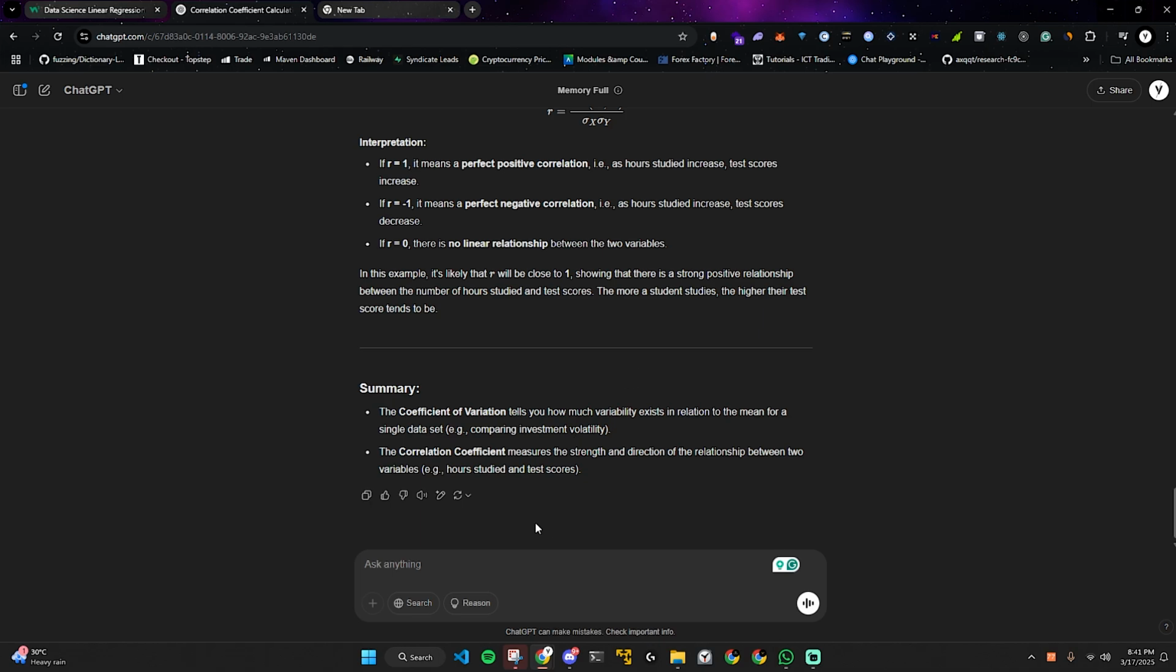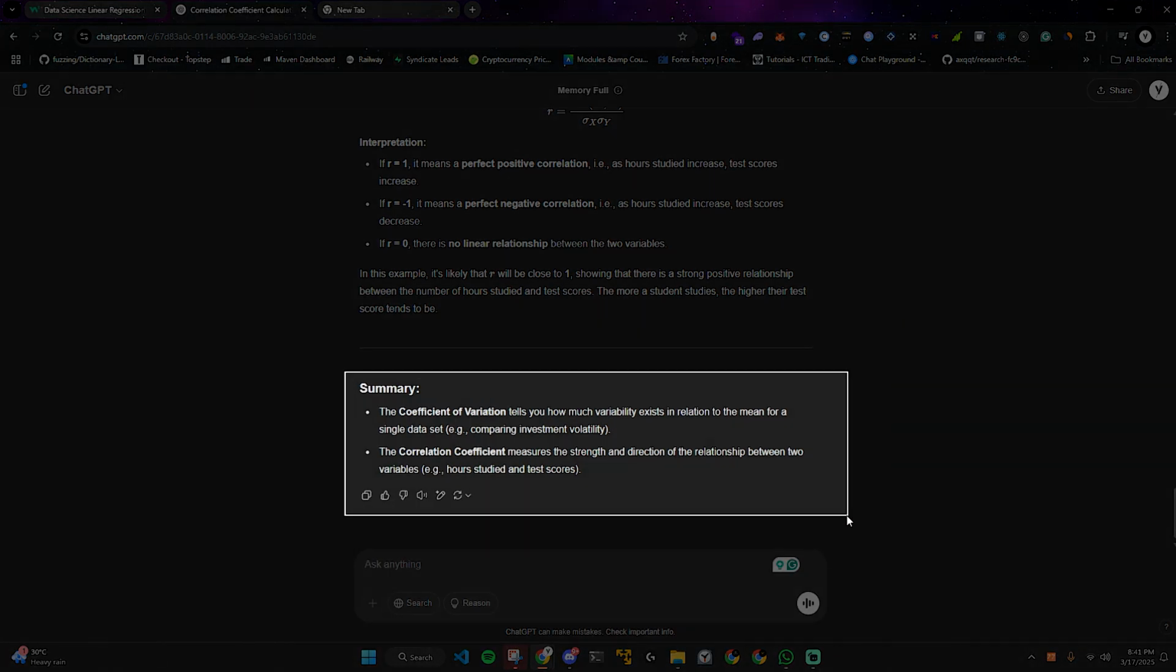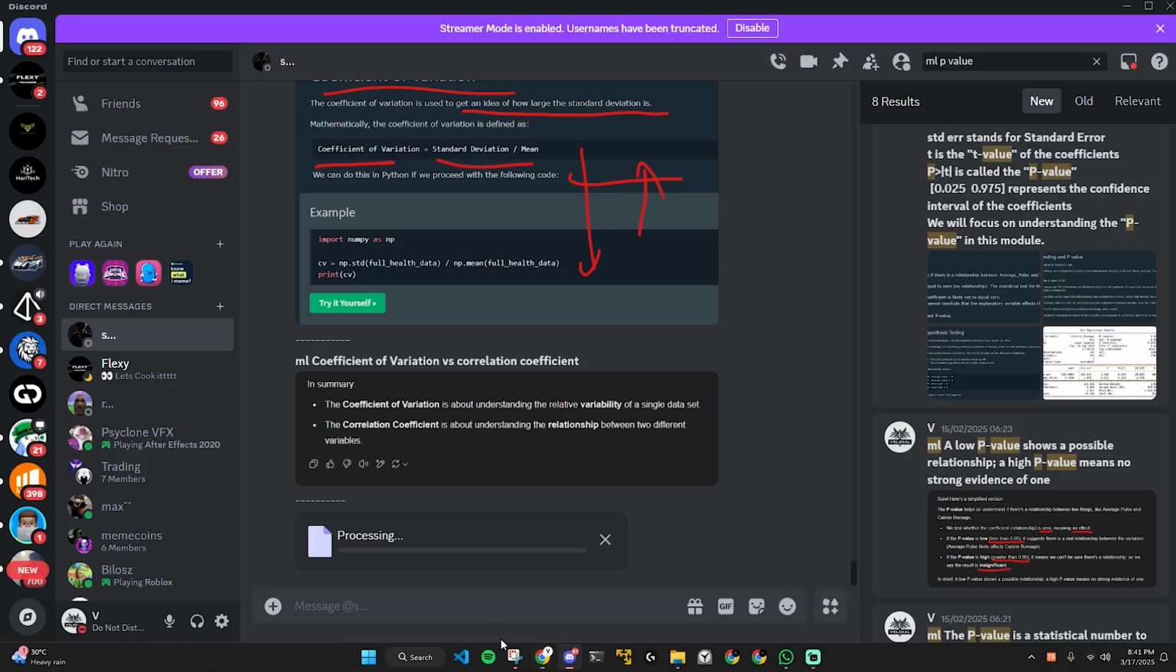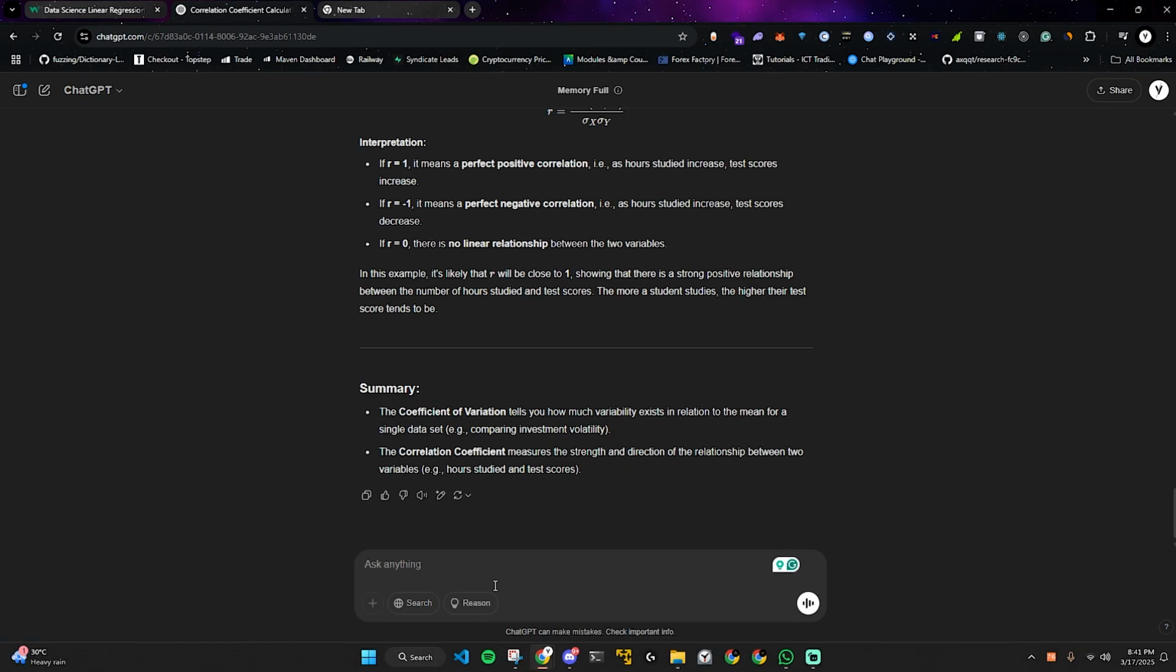So basically, the correlation coefficient is the relationship between the data, like the x and y axis. So it could be a positive relationship, no relationship, or a negative relationship. If it's negative it goes towards the left side, and if it's positive, it goes to the right side. But the coefficient of variation is the standard deviation divided by the mean. So it tells you how much variability there is in the data from the mean, how spread out the data is. So let's say, for example, coefficient of variation versus correlation coefficient.